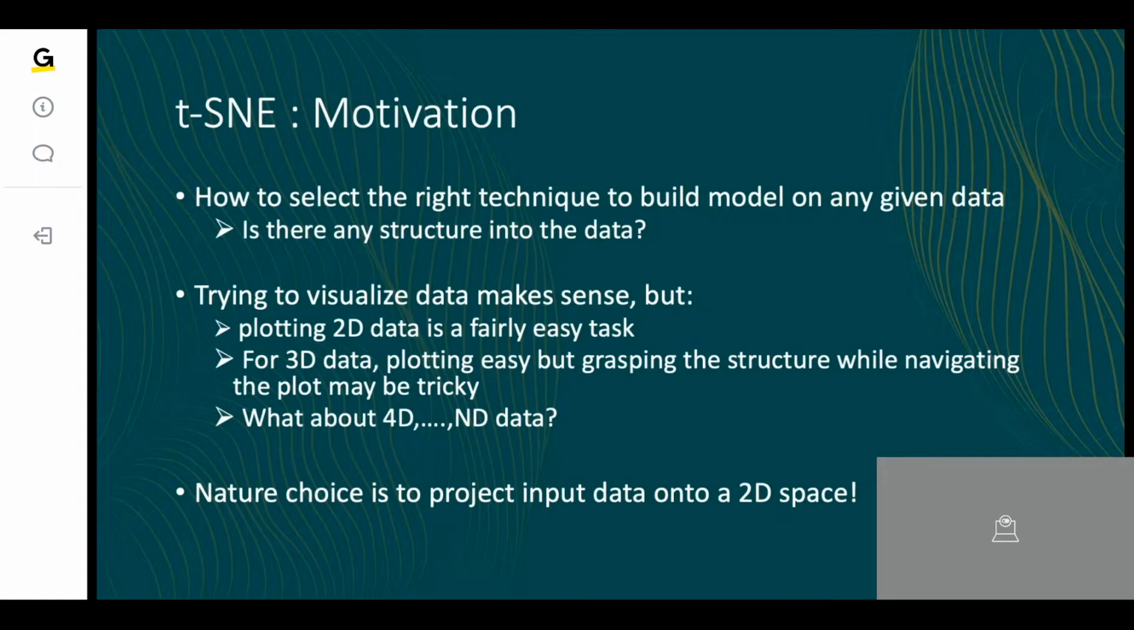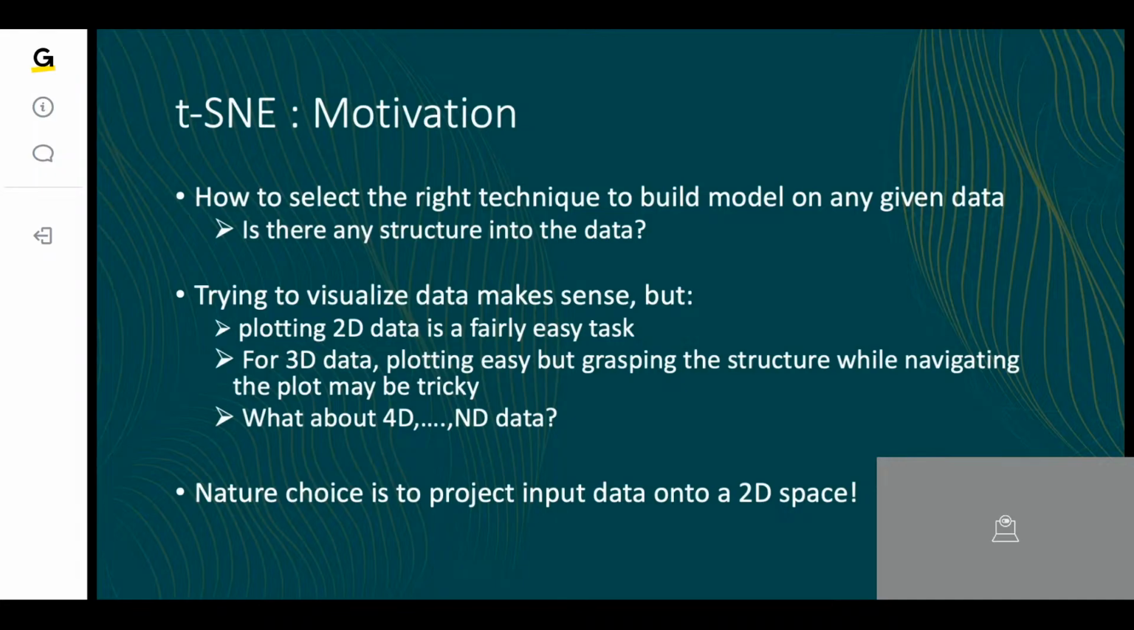But then listen, we rarely have problems where you have 2 or 3 features at max. Usually these are much larger numbers of features. What happens when you have 4-dimensional data, or you have n-dimensional data to visualize? What happens then?